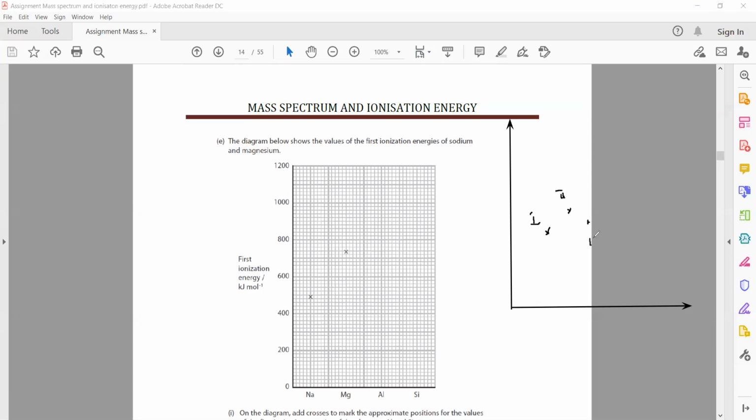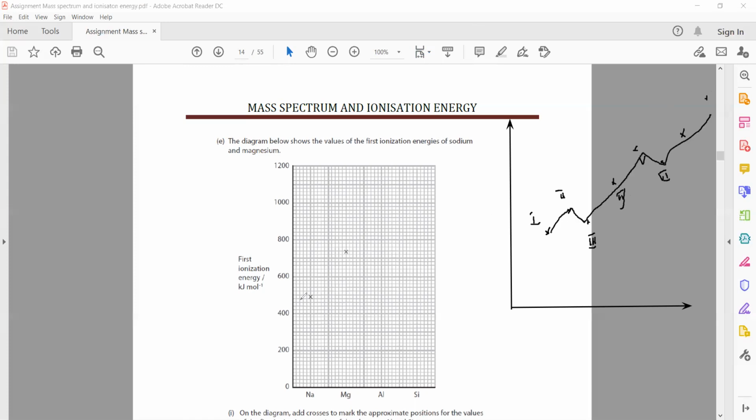Why does it decrease for group three? Because of the shielding effect. Then group four, it increases. Then group five, group six. Group six should be higher, but what we observe is that it also decreases. Why for group 5 and 6? Because of the pairing of electrons in the p orbital. And then group 7 and group 8. So this is the pattern it follows.